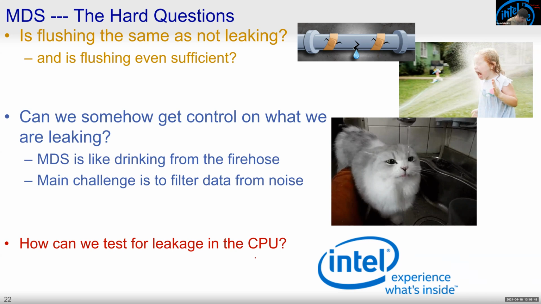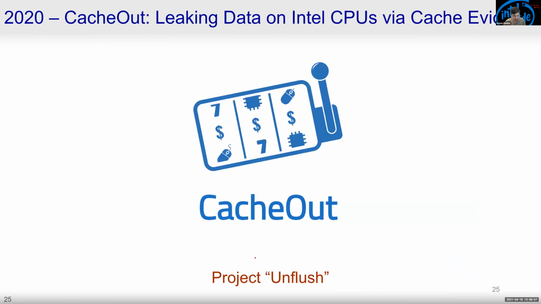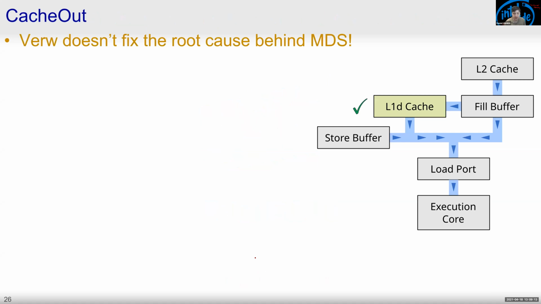As 2019 started dwindling down to the close, we started figuring out how to test processors for leakage. And very quickly, we ran into something that would lead us to a paper called Cashout, which we call Project Unflush, because the main question here is, how do you unflush whatever just got flushed down the drain? Or put it the other way, how do you clog a toilet? So what's the main observation behind VERW? First of all, it doesn't fix the problem. It merely cleans out the buffers.